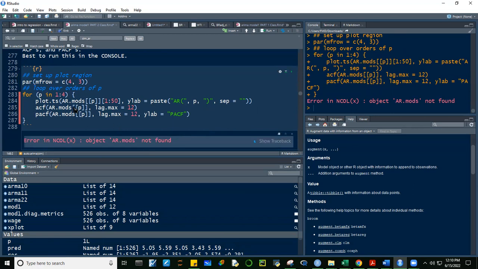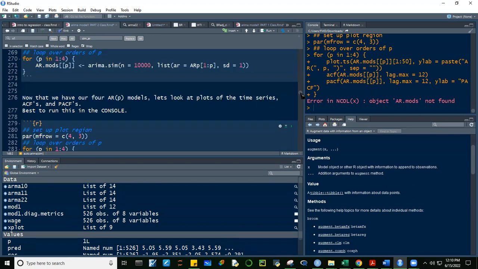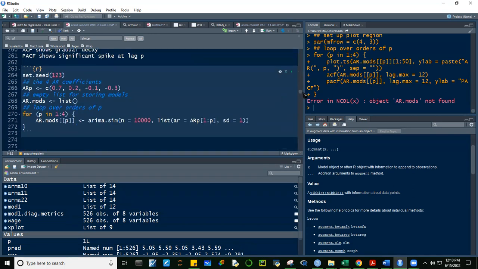Okay, so saan ako nagkamali? Ay, sorry. Dapat kailangan i-run muna natin to. No? I missed out on this. Okay, ito yung preliminary. We're creating this object ARP and it consists of 0.7, 0.2, negative 0.1, tsaka negative 0.3. Okay? Tapos, nag-create tayo ng object na AR.mods.